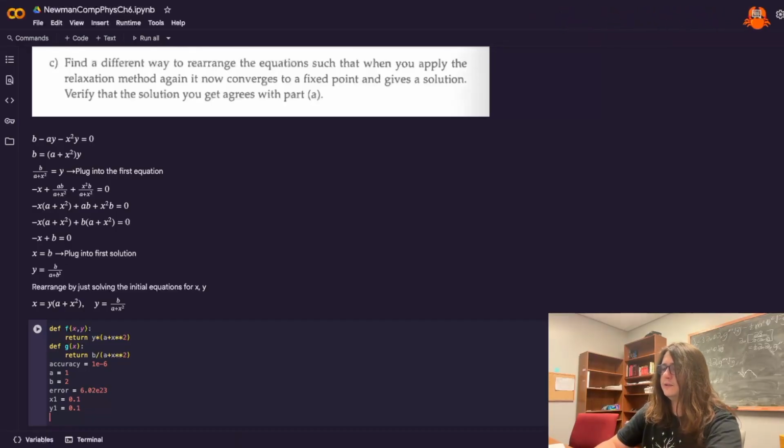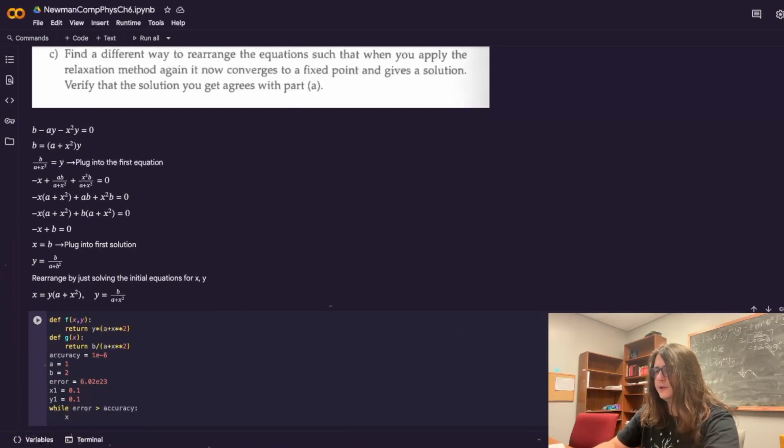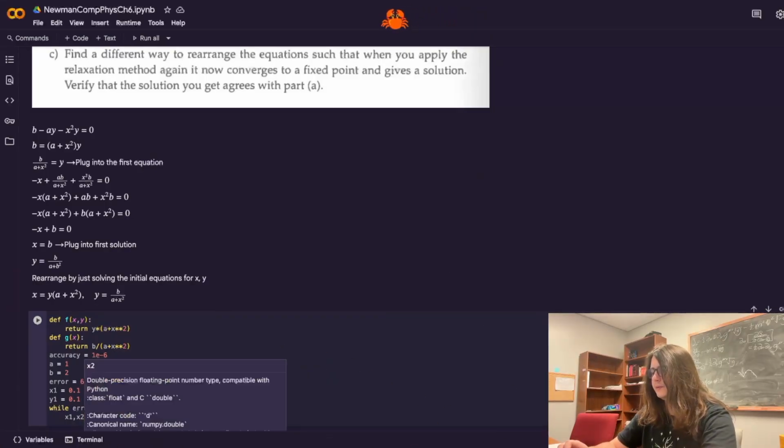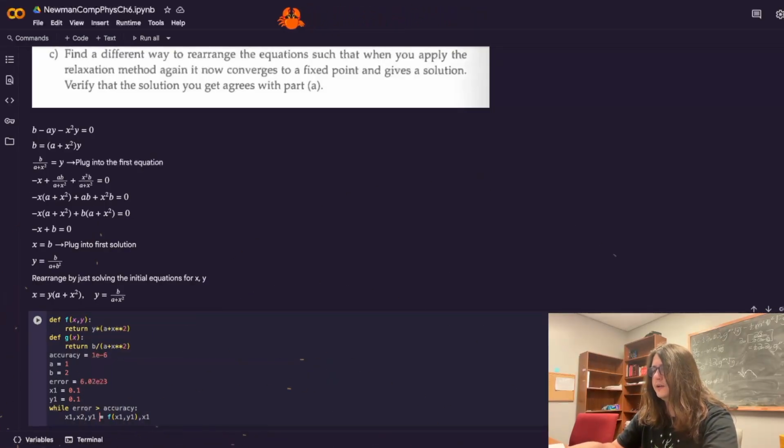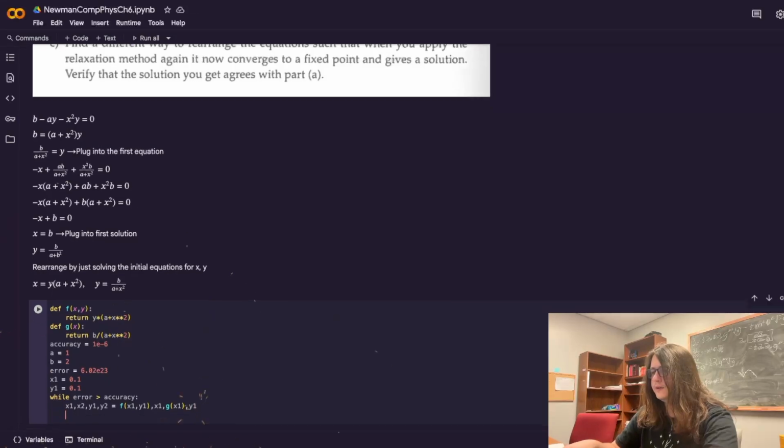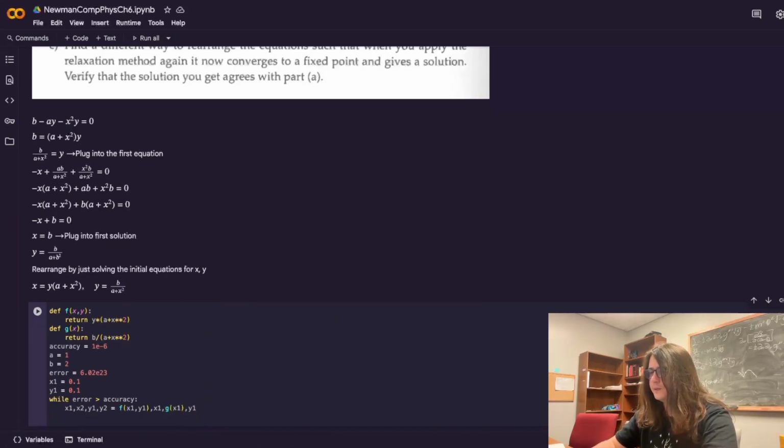But then you can do your while loop, so while error is greater than accuracy, you can set x1 equal to f of x1 and y1. Simultaneously, you want to make x2 equal to your old value for x1. Simultaneously, you want to make y1 equal to g of x1. And also, simultaneously, you want to make y2 equal to your old value of y1. Do it all in one line like that, or you're going to have some weird behavior.